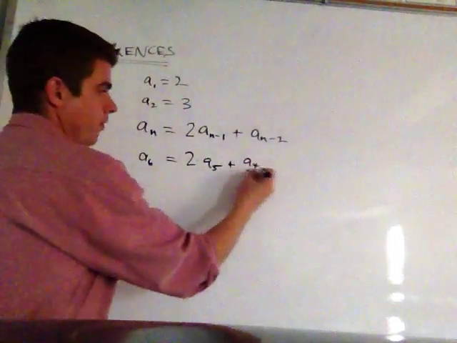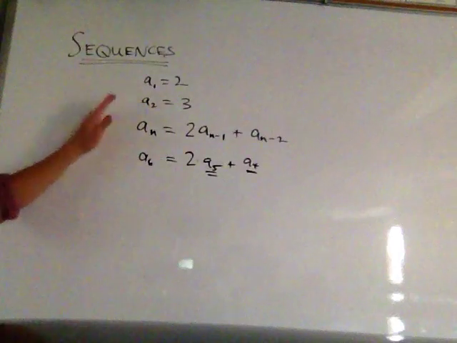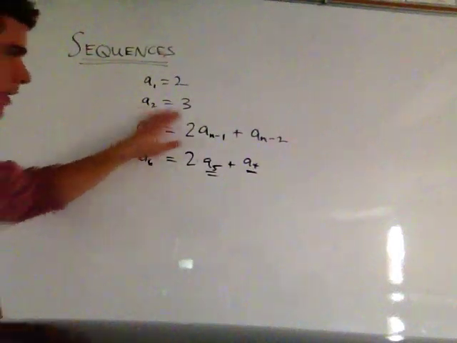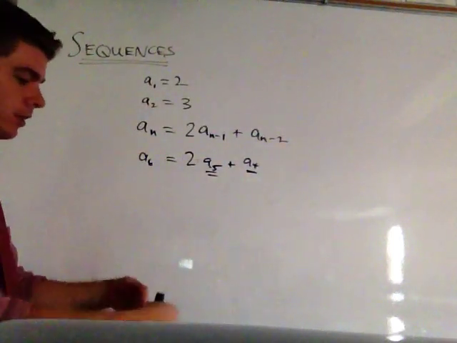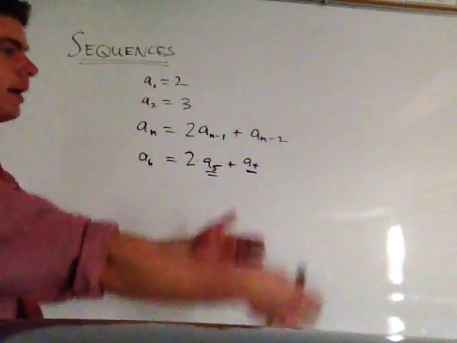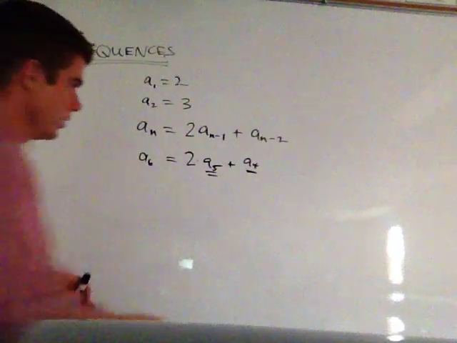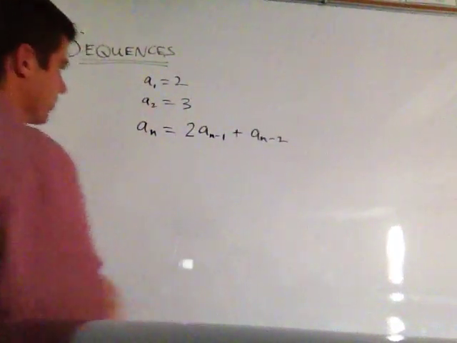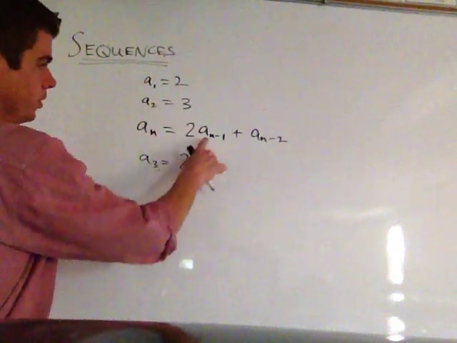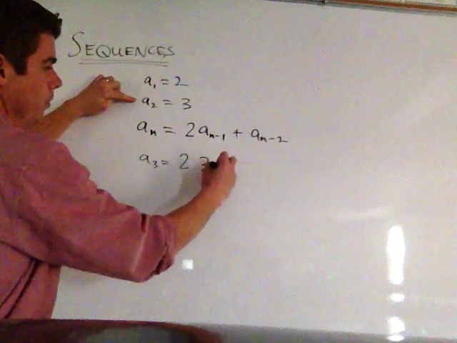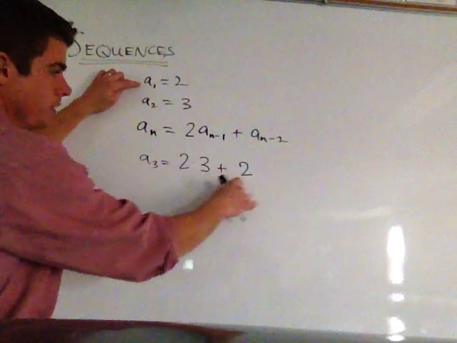Here's the problem. I don't know what a sub 4 is. I don't know what a sub 5 is. I only know what a sub 1 and a sub 2 are. If a sequence is given recursively, meaning you have to know the previous term to get the next term, I'm stuck here. I have to list out a sub 3. So a sub 3 is equal to 2 times the previous term, 2 times a sub 2, which is 3, plus 2 terms back, which is a sub 1, 2. Well, that's 6 plus 2, that's 8.